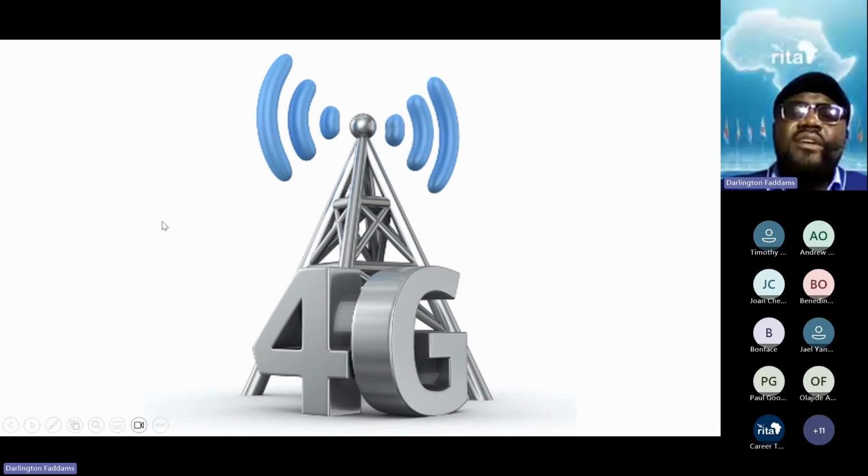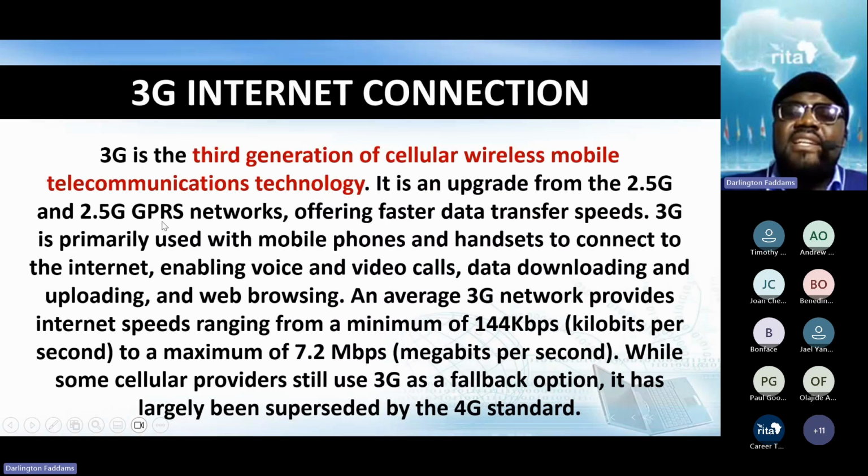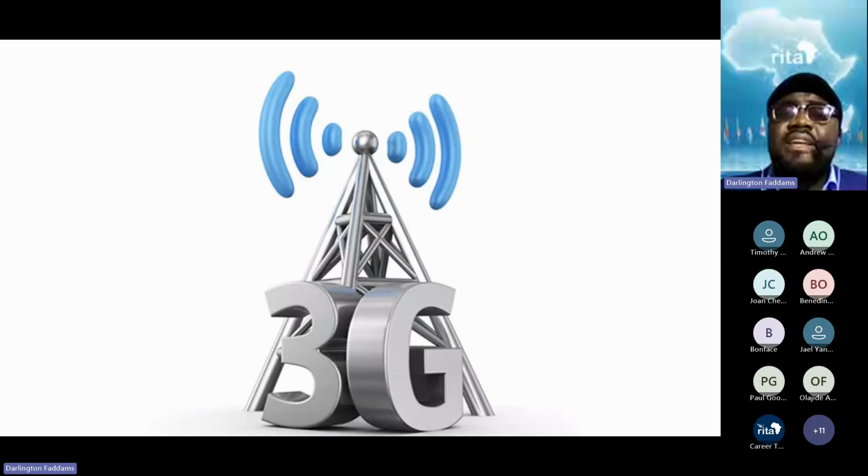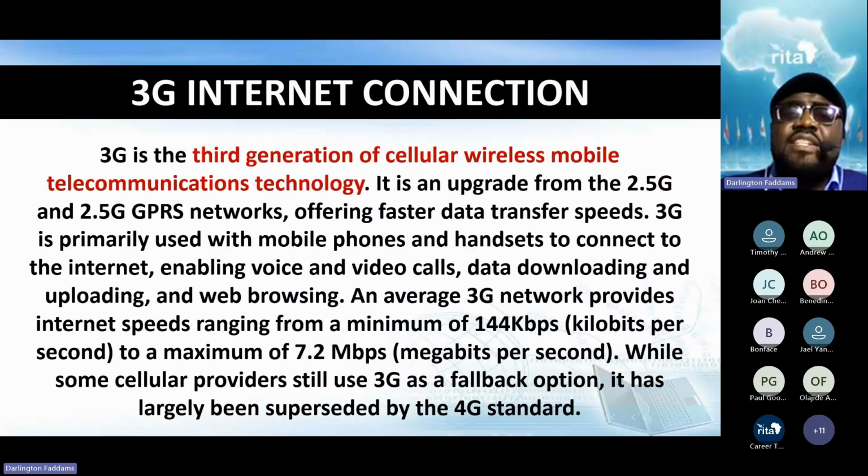When this cell tower technology started, they started with 1G, 2G, and we moved to 3G. All right? We moved to 3G. And the 3G is called the third generation of cellular wireless mobile telecommunications network or technology. And it was an upgrade from the 2G and the 2.5G GPRS networks, offering faster data transfer speeds. And this 3G network is primarily used with mobile phones and handsets to connect to the internet and enable voice and video calls, data downloads, uploads, and web browsing.